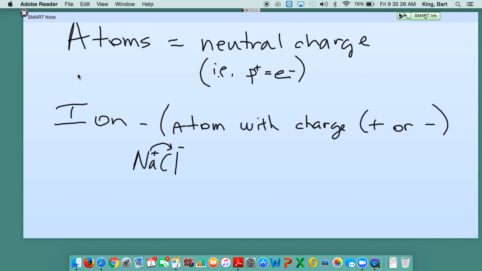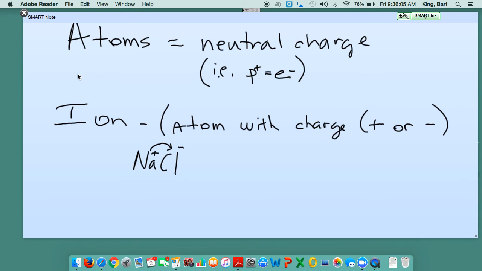And once an atom gains a charge, whether it's positive or negative, it is not called an atom anymore. What is it called? An ion. Covalent bonds form between atoms. Ionic bonds form between ions. Remember that. Covalent bonds form between atoms. They share their stuff. And ionic bonds form between ions. If there's a give and a take, a gain or a loss, then an ionic bond forms.